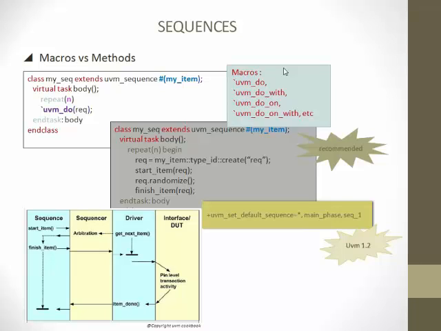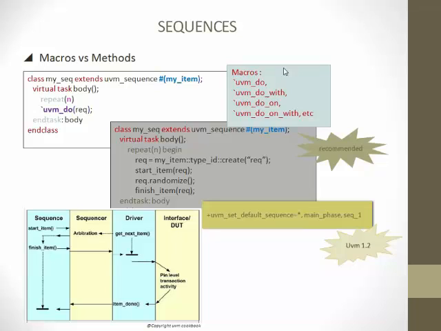Coming to sequences. Now, what do we have with respect to sequences? How do you write the sequences? One is we have these macros, very easy to use. The other one is we have these methods: start item, finish item, and then create. All these are the basic built-in methods. Now these macros are actually written using these methods.